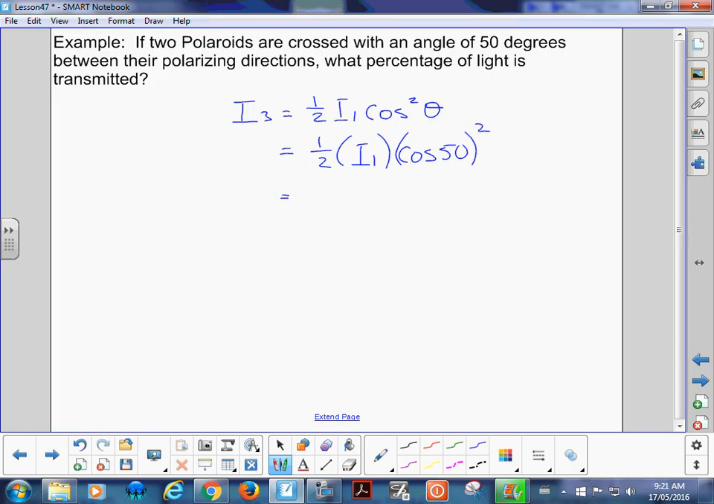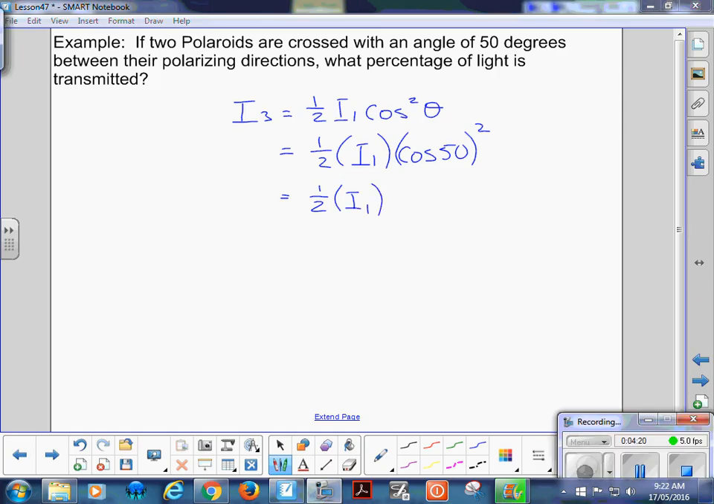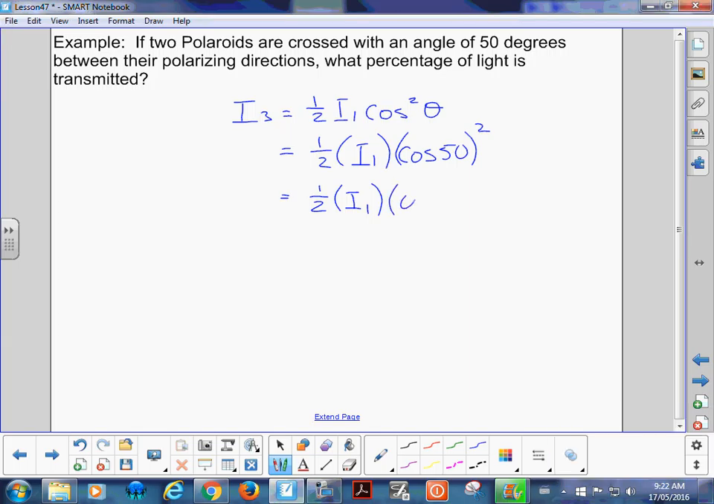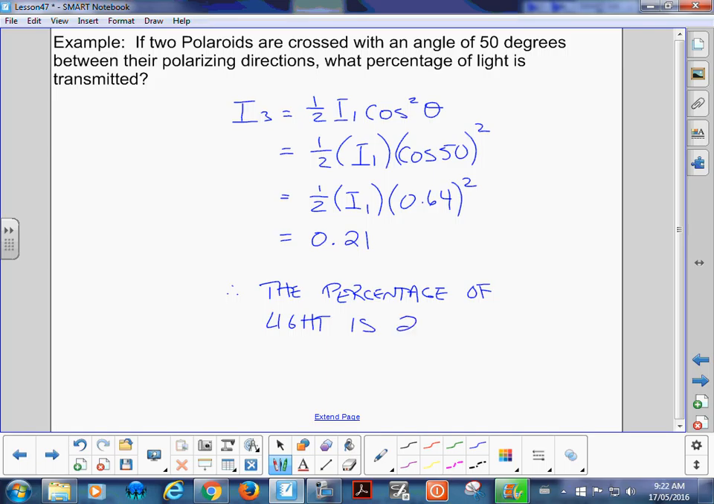So we end up with 1/2 I1, and using a calculator, we get this value to be 0.64, squared. Multiplying the 0.5 and squaring that value, we end up with 0.21. So therefore, the percentage of light is, converting that to a percentage, 21%. So it is 21% as bright as it was originally.